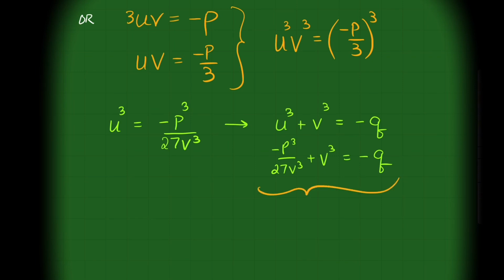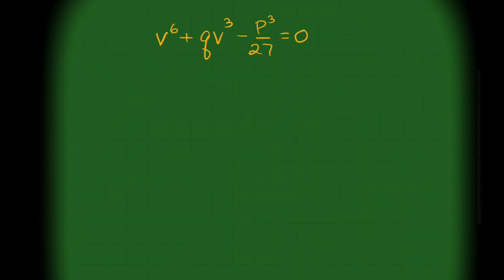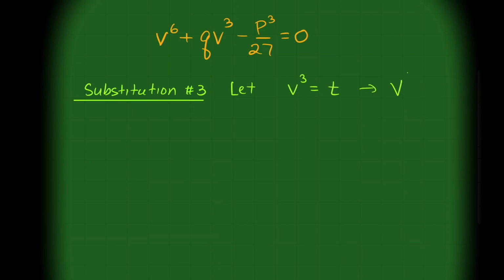Now, doing a little algebraic manipulation on this equation, we can turn this into v to the 6th power plus q times v to the 3rd minus p cubed over 27 equals 0. This is something we would call a tri-quadratic equation. And by making a third substitution here, we'll let v cubed equal t, so that v to the 6th would be t squared.